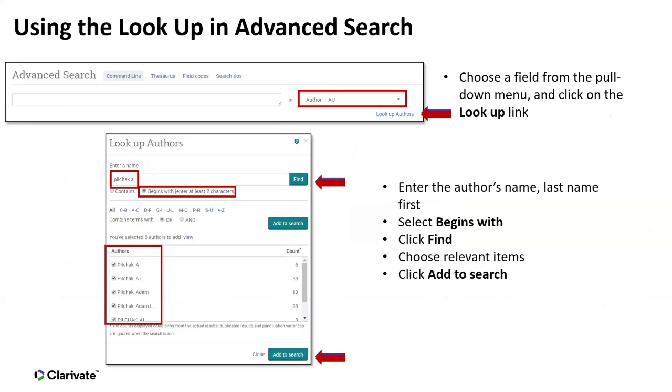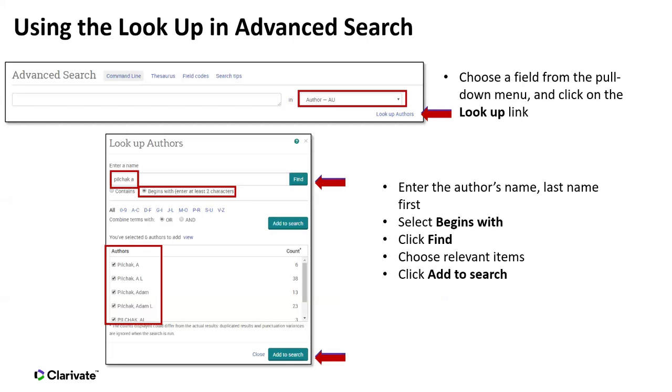Advanced search also offers lookups or browsable indexes. So you can easily find spelling or format variations of, for example, an author's name or a journal title. We have lookup links that are available within the collection for the following searchable fields: author, classification, company organization, publication, and subject heading. And to use and locate a lookup or a browsable index, you can select the field from the advanced search pull-down menu. And if a lookup is available, under the search row, you will see a link to the lookup.